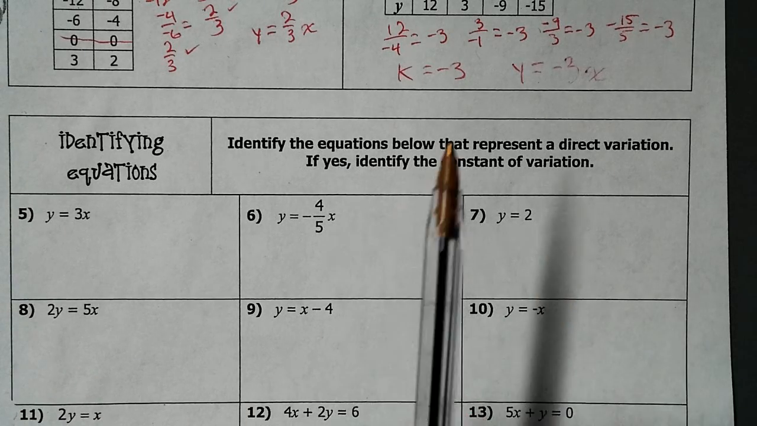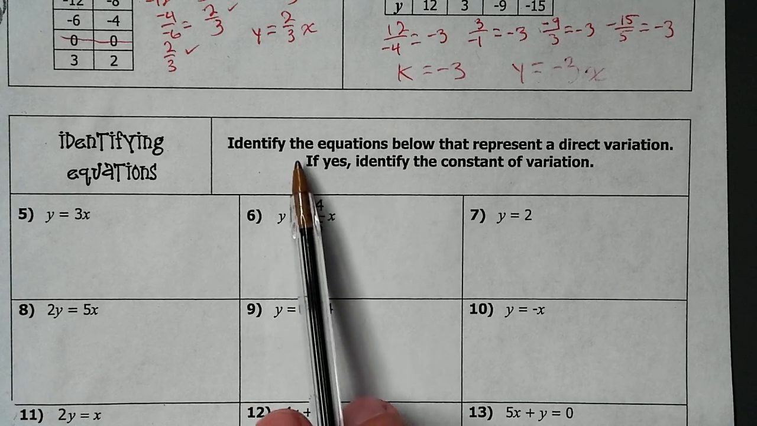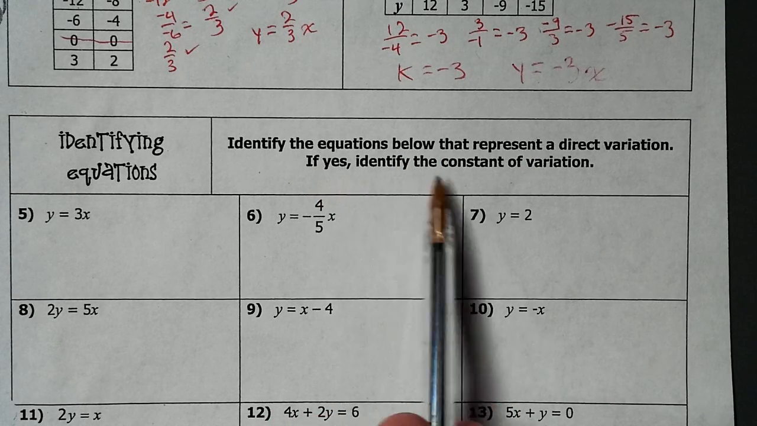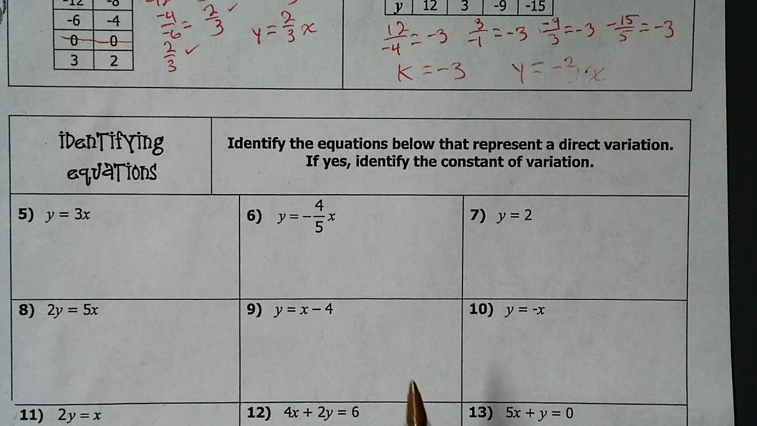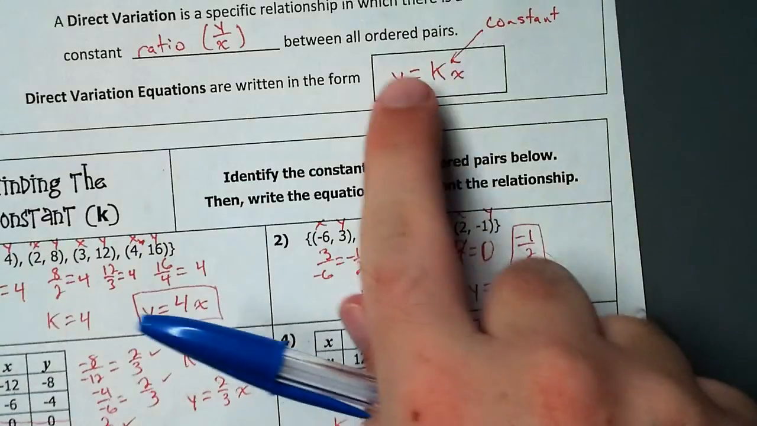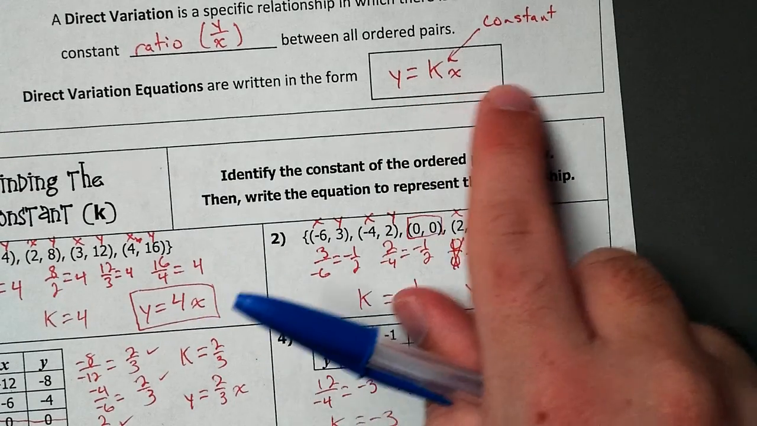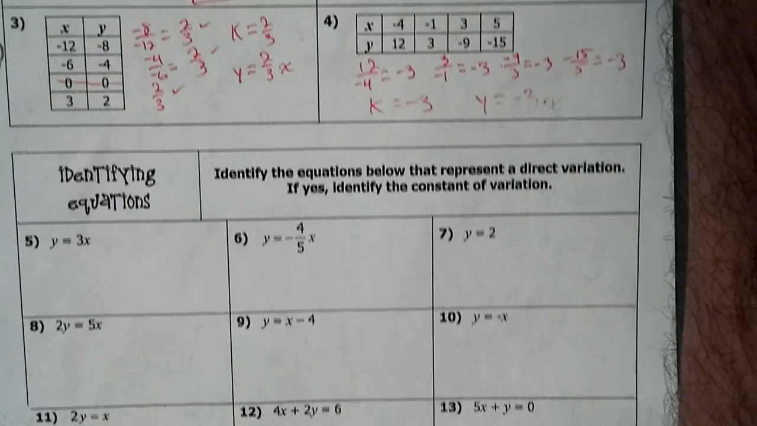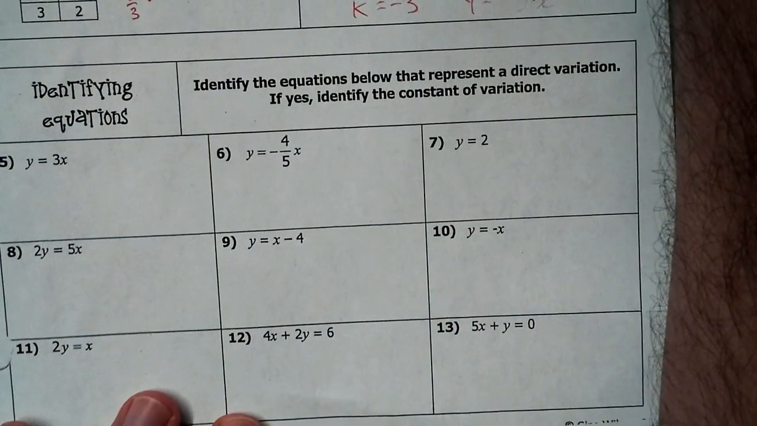Alright, now on this part of the notes, it says, identify the equations below that represent a direct variation. If yes, then identify the constant of variation. Well, direct variation is always going to look like this: y equals constant times x. There's never going to be any plus or minus or anything else. So, let's just look at a few, and then we'll move on.